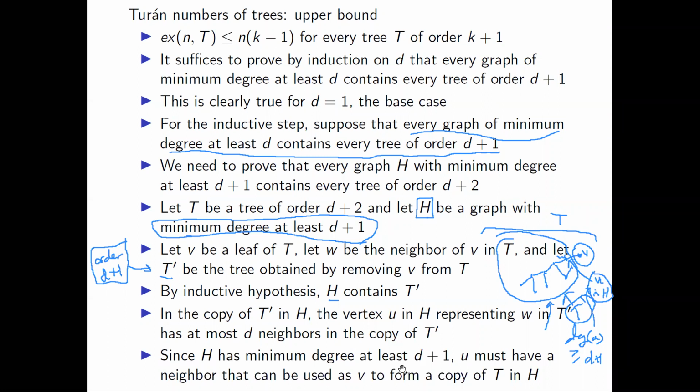And so we just found a copy of T in H using the fact that H has minimum degree at least D plus 1, but the vertex U in this copy of T prime has at most D neighbors in the copy of T prime. So it has at least one neighbor in H outside of the copy of T prime that can be used to complete the copy of T from the copy of T prime. And that completes our induction. So we were trying to prove that every graph of minimum degree at least d contains every tree of order d plus 1. And we just finished the inductive step, so the proof is complete.